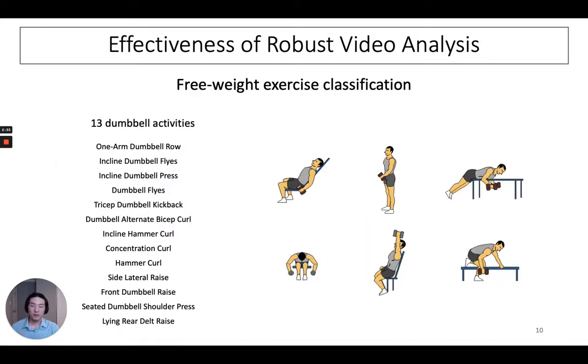To evaluate the effectiveness of the extended IMUTube, we experimented with free weight exercise classification. Specifically, we classified 13 dumbbell activities. As you see in the 6 examples, dumbbell exercises have very subtle differences in arm motions and poses that make classification challenging.